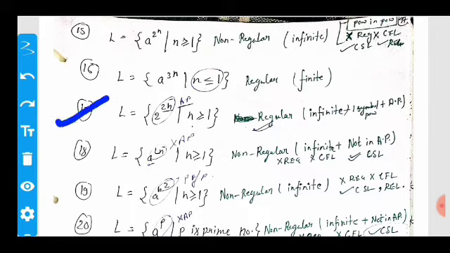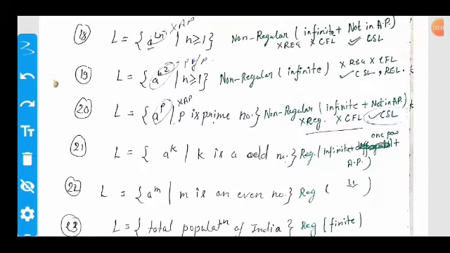Now move on to the next question, 17. L equal to 2 to the power of 2n, such that n is greater than or equal to 1. Here the language is infinite and it follows an AP, meaning arithmetic progression, and here the symbol is also 1. So we say that it is regular. Move on to question number 18.